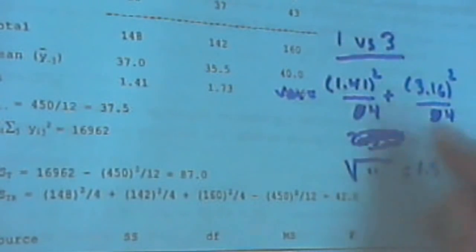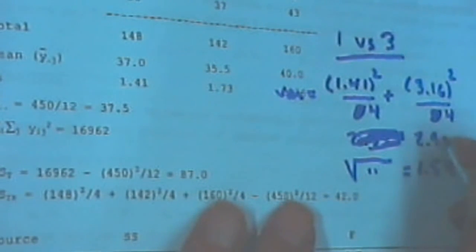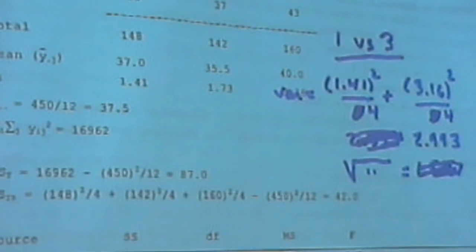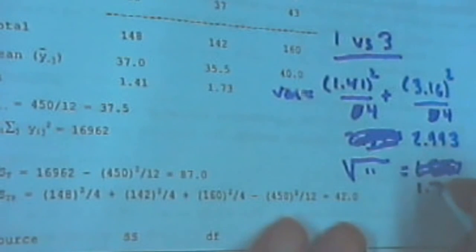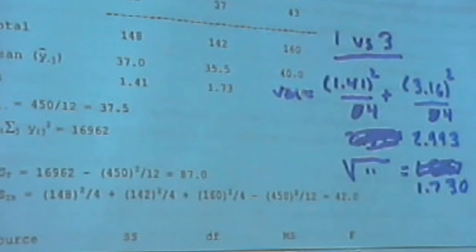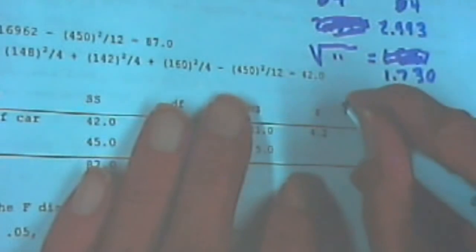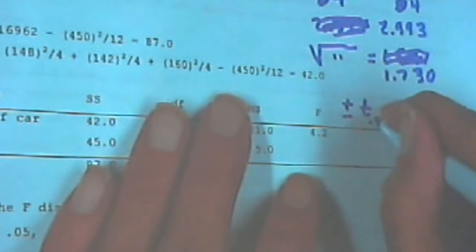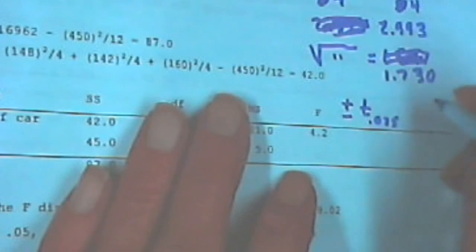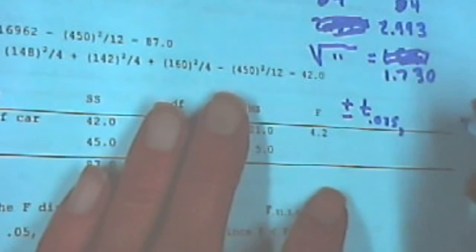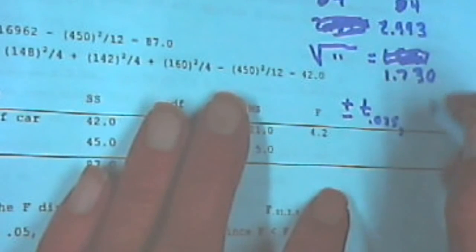So that becomes 2.993. And then when I take the square root of that, I get 1.73. Okay. Now the confidence interval formula that I'm trying to work with is going to be plus or minus t.025, and then some appropriate degrees of freedom, yet unspecified, times this 1.730.